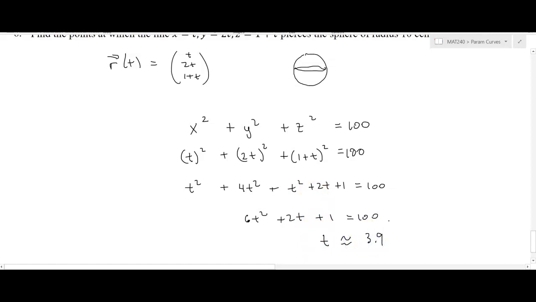So we'll do a lot more with parameterizations. You can model velocity, acceleration, all kinds of cool stuff with this, and that will be in our next lesson. So see you then.